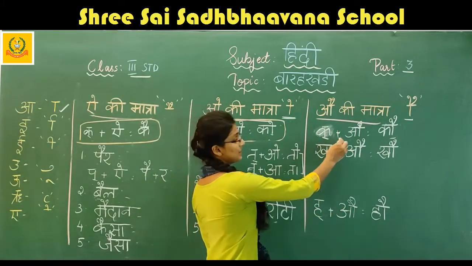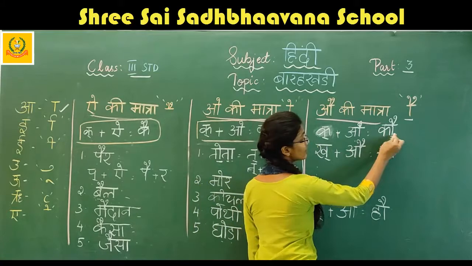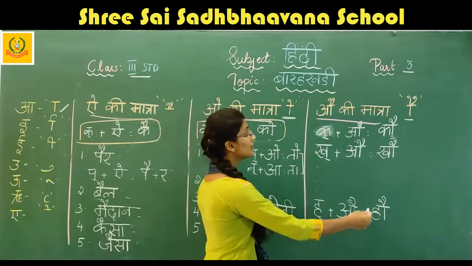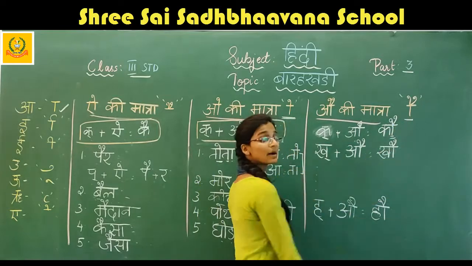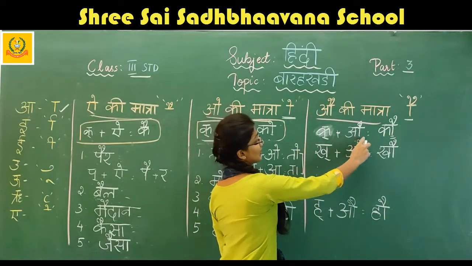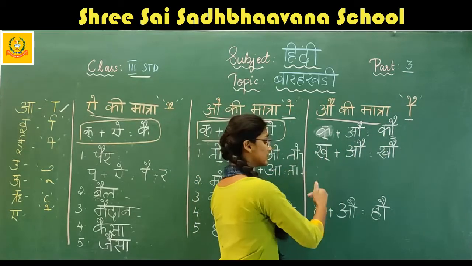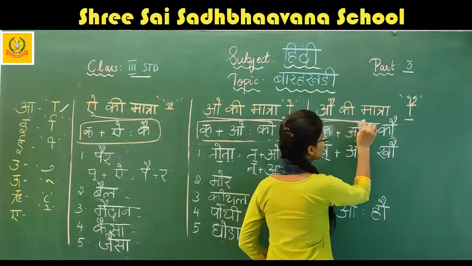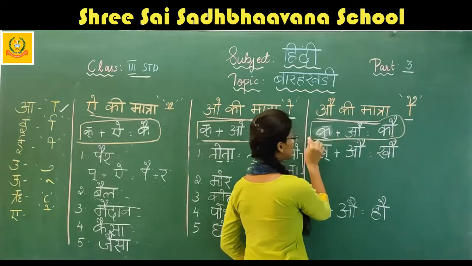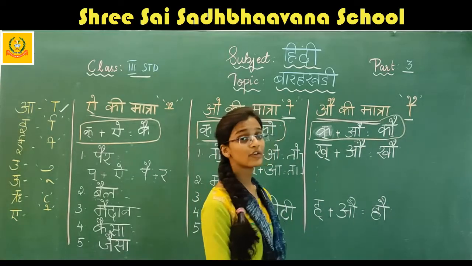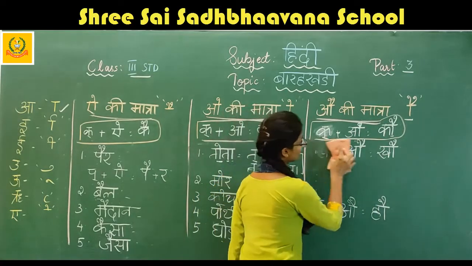So first, ka plus au is equal to cow. We got the matra here. Be careful with matras. Only when you know these matras, you'll be able to read properly. Ka plus au is equal to cow. Like that till ha. So this is the first one we will be seeing and using all the letters. So let me give some examples for au ki matra.